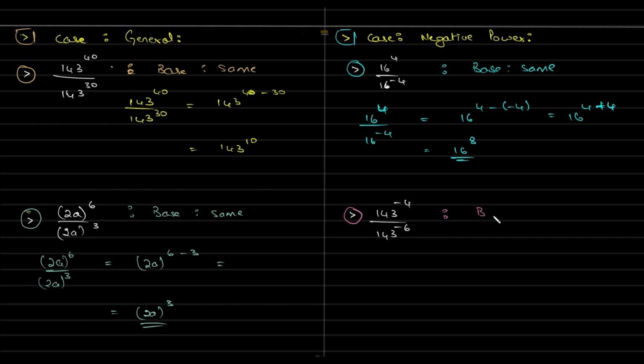Again, is the base same? Yes, the base is same. Then we are looking at the number 143 to the power of negative 4 divided by 143 to the power of negative 6. So 143 to the power of negative 4 minus of negative 6. You can do a calculation on the side. So negative 4, negative of negative is positive 6. So different sign, we need to subtract, 6 minus 4, that is 2. So this is 143 whole square.